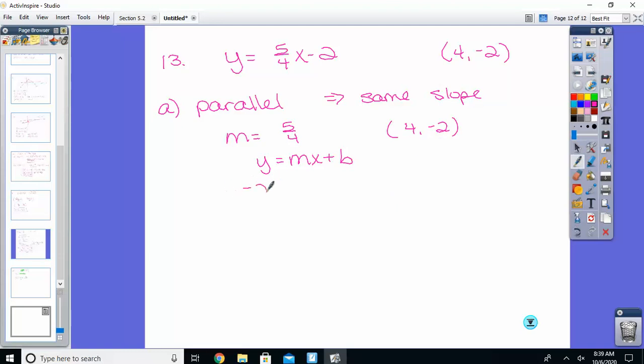My y is -2. M is 5/4. X is 4 plus b. You multiply those. Subtract over your 5. B is -7. So your final equation is y equals 5/4 x minus 7.